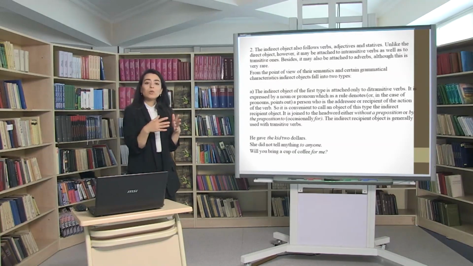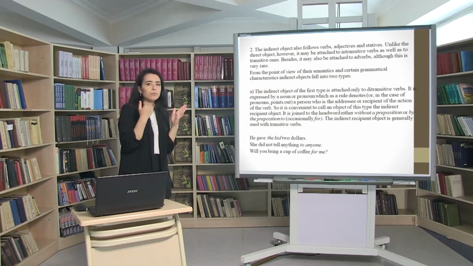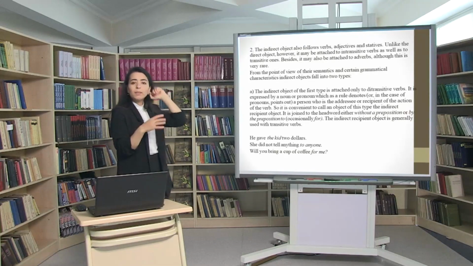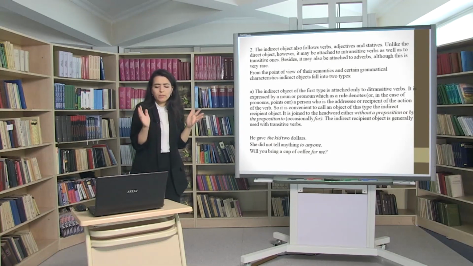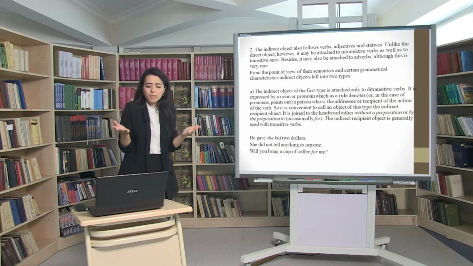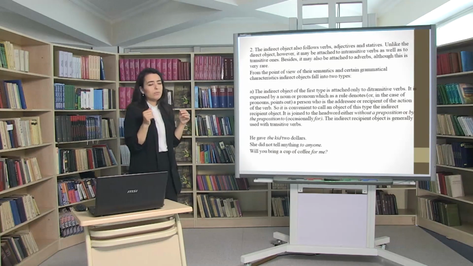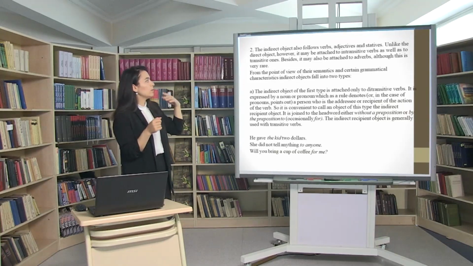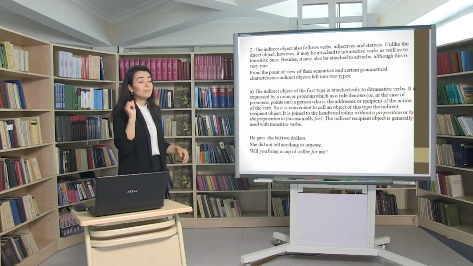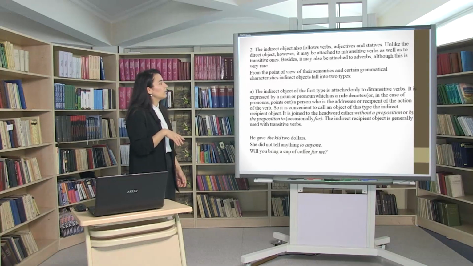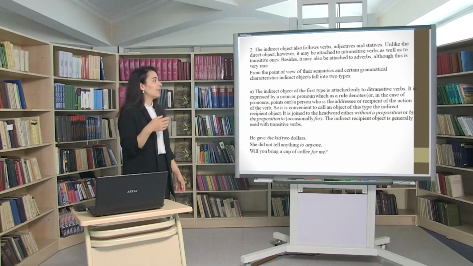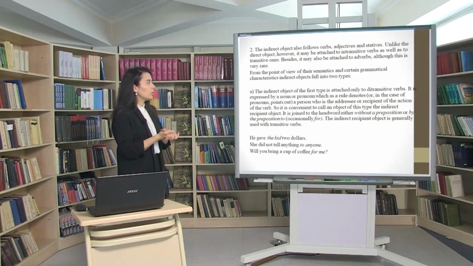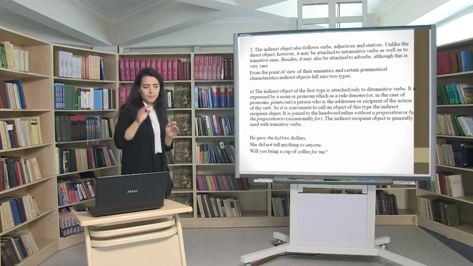And the direct object also follows verbs, adjectives, and statives. Unlike the direct object, however, the indirect object may be attached to transitive verbs as well as to intransitive verbs. Besides, it may also be attached to adverbs, but these are very rare cases. From the point of view of their semantics and certain grammatical categories and characteristics, the indirect object falls into 2 types.